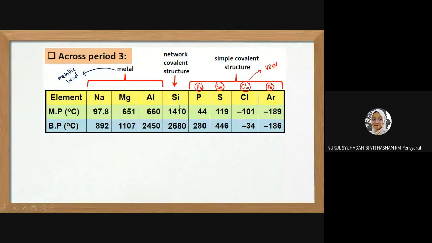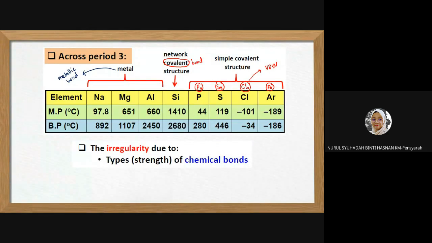Sebab di sini silicon akan wujud sebagai network covalent structure. So maksudnya dekat sini bonding yang akan ada adalah covalent bond. Okay. Susunan silikon covalent bond sangat besar menyebabkan susah untuk putuskan dia. Nanti kita akan tengok what does it mean by the network covalent structure. Okay. So dekat sini the irregularity is due to the type of the chemical bond and the structure of the molecule. Okay, so the type of intermolecular forces macam yang saya terangkan tadi lah.